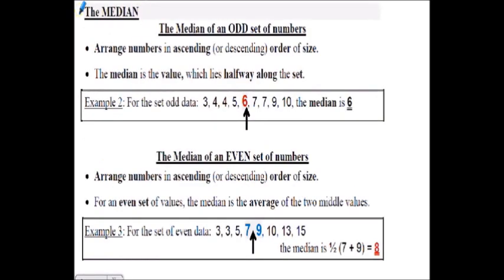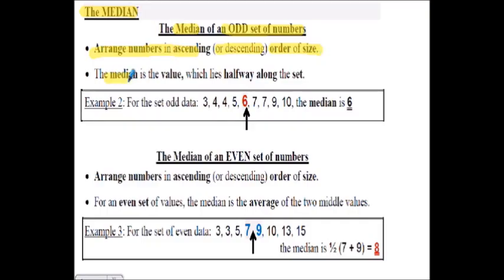The next central tendency we're going to look at is called the median. Now we need to be careful with the median because it depends on whether it's an odd or an even data set as to how we apply it. So let's first of all look at the median of an odd set of numbers. The first thing we must always do with the median is to put our numbers in the ascending or descending order of size. That's the first thing you must do. They're not always given in that way in the question, but we must do that.